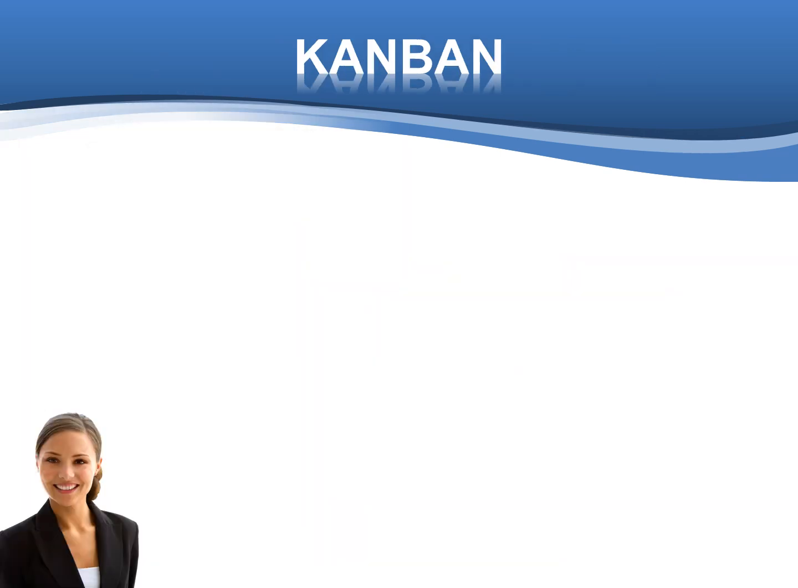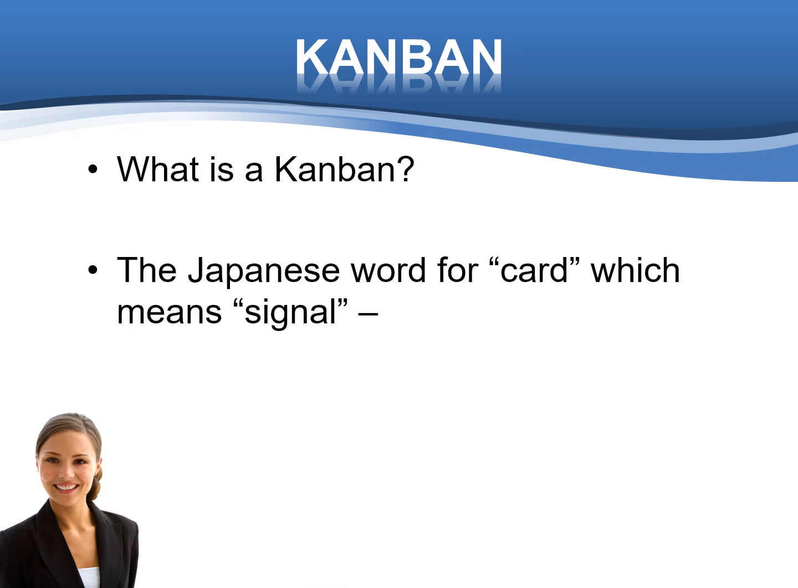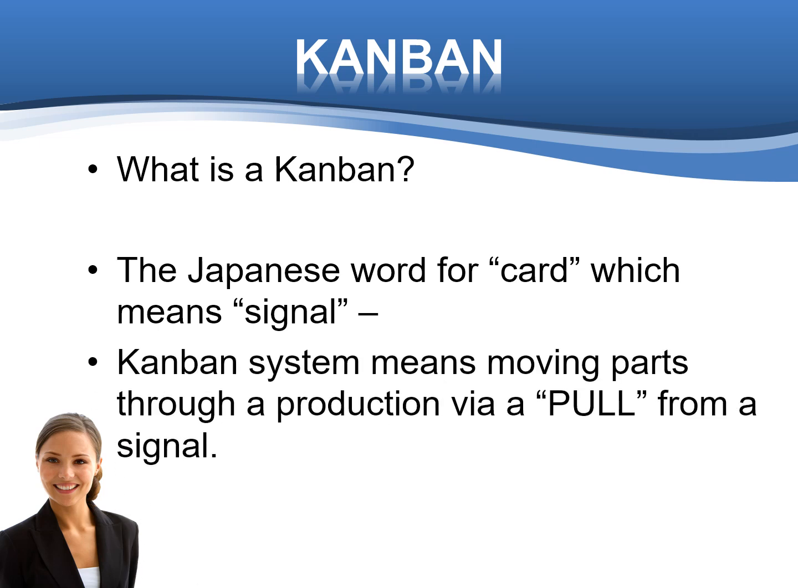The Kanban. What is it? Well, the Japanese word for card, which means it's a signal. A Kanban system means moving parts through a production via a pull from a signal. So, as the final stage or step in the process needs more parts, those Kanban cards help pull the inventory over so they can produce what's needed. And it follows that way all the way on down the line to the beginning.